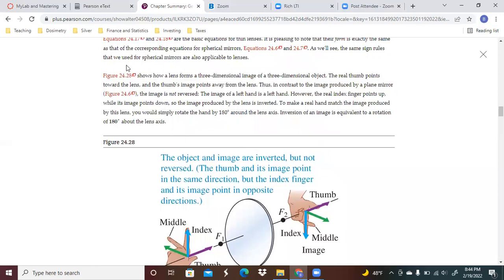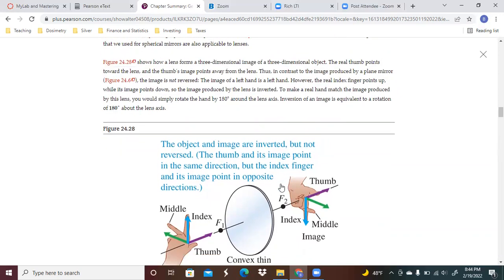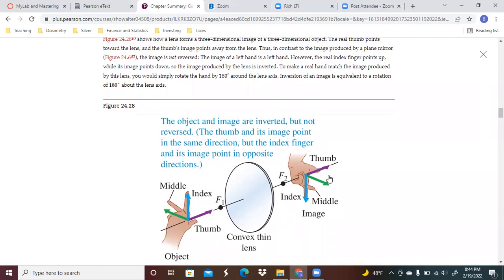So if we take a look at this particular figure, we can show how a lens forms a three-dimensional image of a three-dimensional object. The real thumb points towards the lens, and the thumb's image points away from the lens, just like what we saw before. So in contrast to the image produced by a plane mirror, this image is, in fact, not reversed. So it's not quite the same thing as what we saw before.